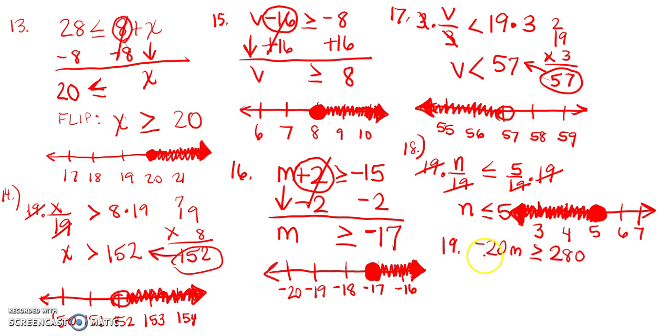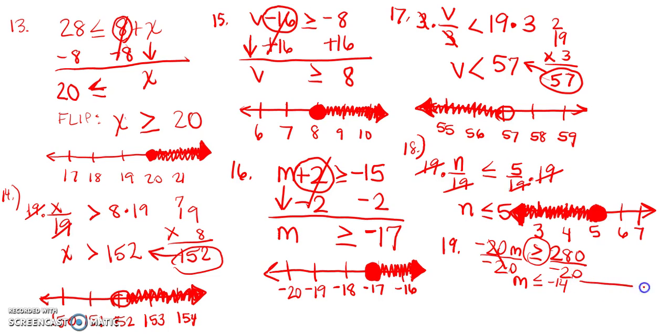All right, so the inverse of multiplication is division, so I'm going to divide both sides by negative 20. And when you divide by a negative, you must flip the sign. So this sign will flip to the other way. Again, I'm dividing by a negative 20, so my sign has to flip. So 280 divided by negative 20 is negative 14.